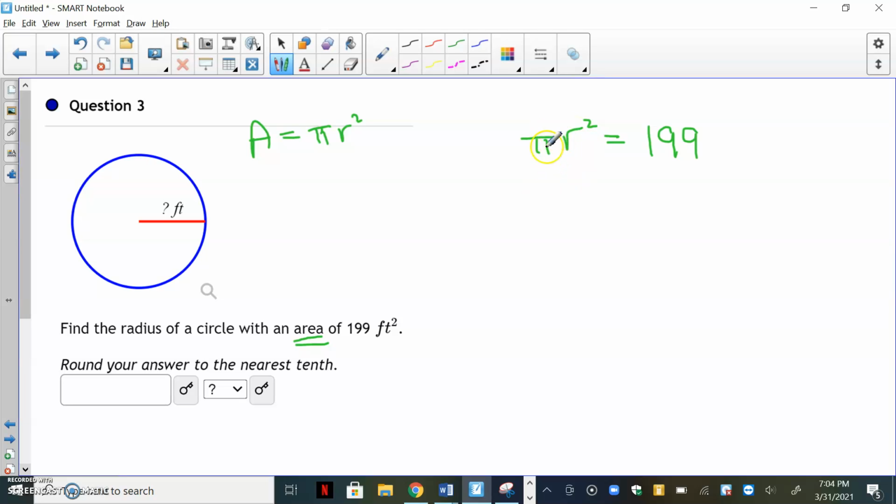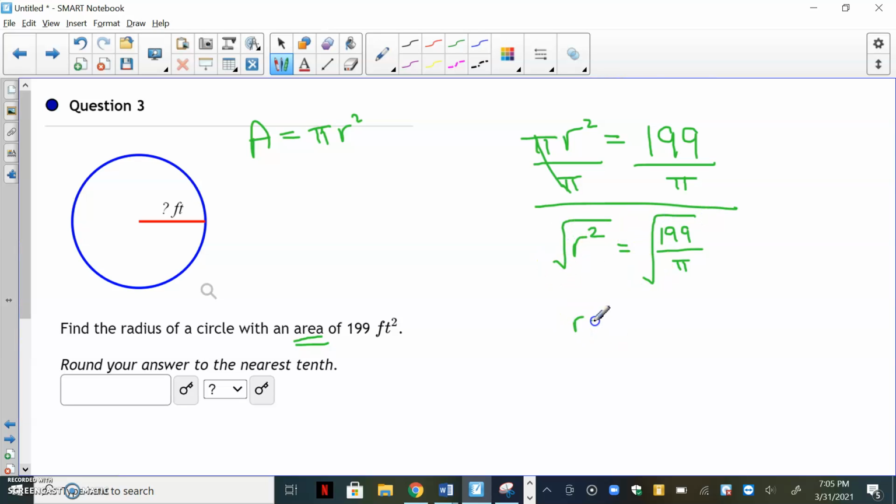So this time, we still need to move pi away by dividing by it. So the pi cancels on the left side. We're left with r squared equals 199 over pi. And now r is still not completely alone. We don't want it to be squared. So to undo that square, we have to square root. So really, we get that r is equal to the square root of 199 over pi.